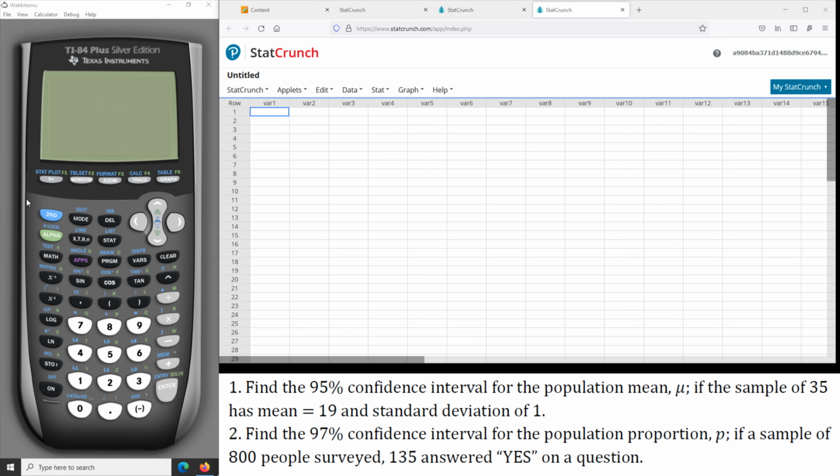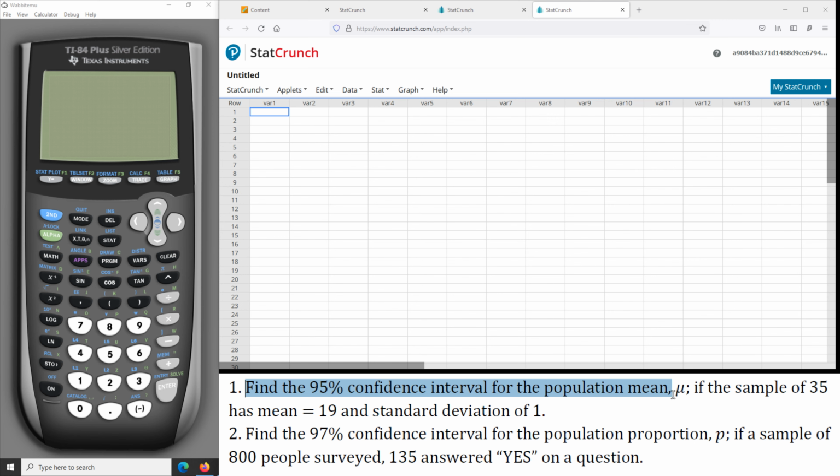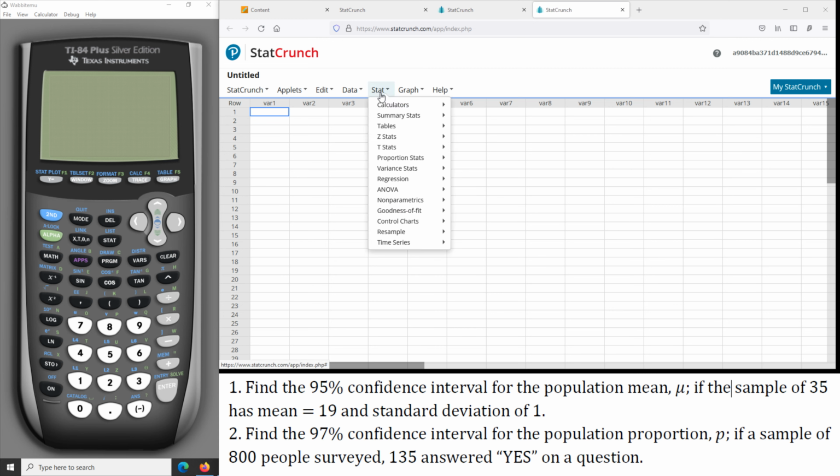Right, so we have the problem at the bottom of the page. First, we find the 95% confidence interval for the population mean. The sample size of 35 has a mean equal to 19 and a standard deviation of 1. So we go to Stat. If we want the population mean, go to T Stat, One Sample.